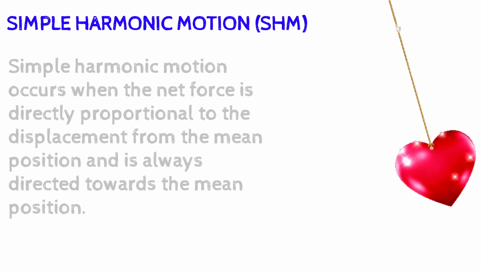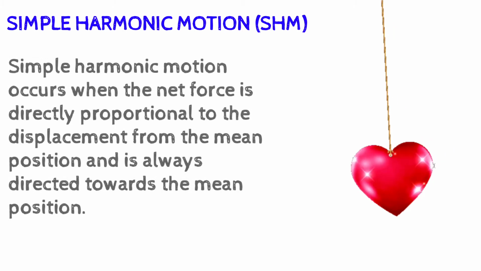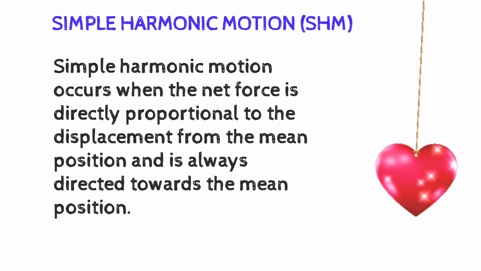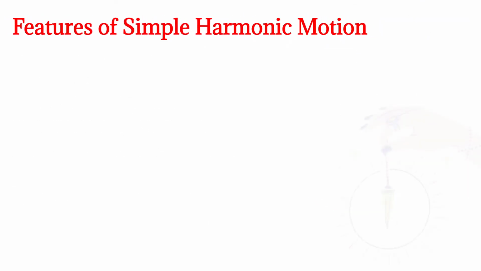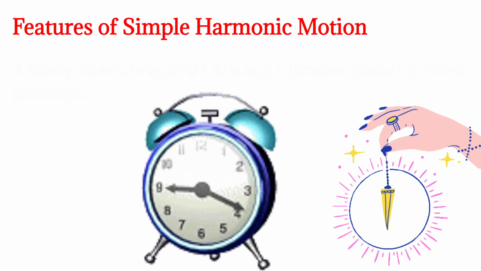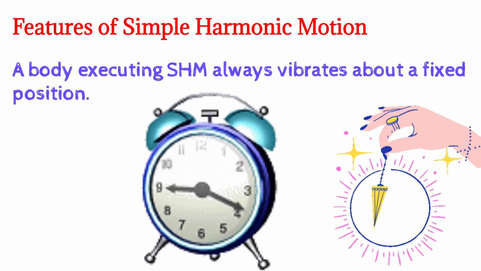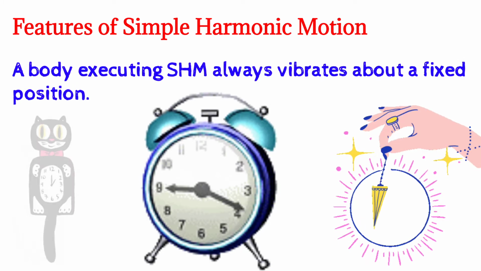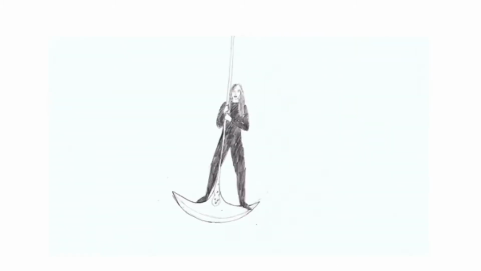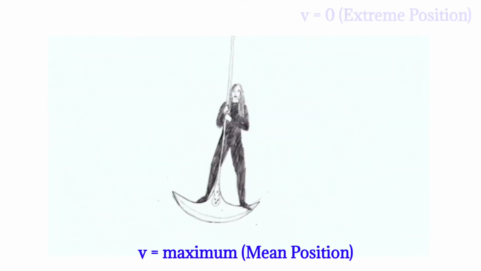When an object oscillates about a fixed position, mean position, such that its acceleration is directly proportional to its displacement from the mean position and is always directed towards the mean position, its motion is called simple harmonic motion. A body executing simple harmonic motion always vibrates about a fixed position. Its velocity is maximum at the mean position and zero at the extreme positions.